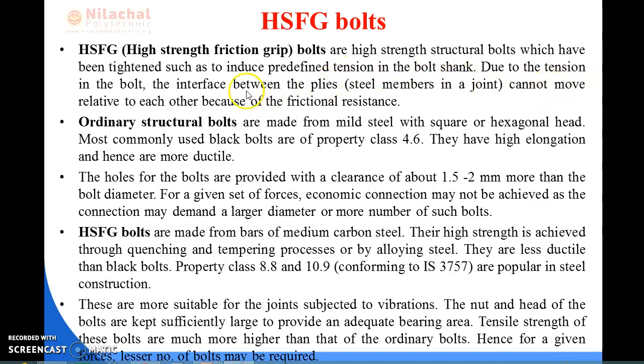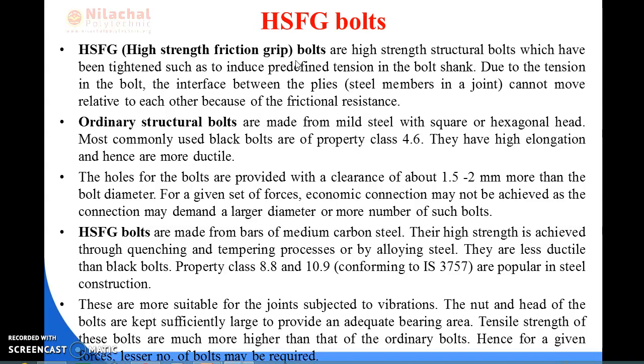Due to the tension in the bolt, the interface between the plies, that means the steel members in a joint, cannot move relative to each other because of frictional resistance. Okay, because it is a friction grip provision, it can easily resist any kind of tensile or shear force also.